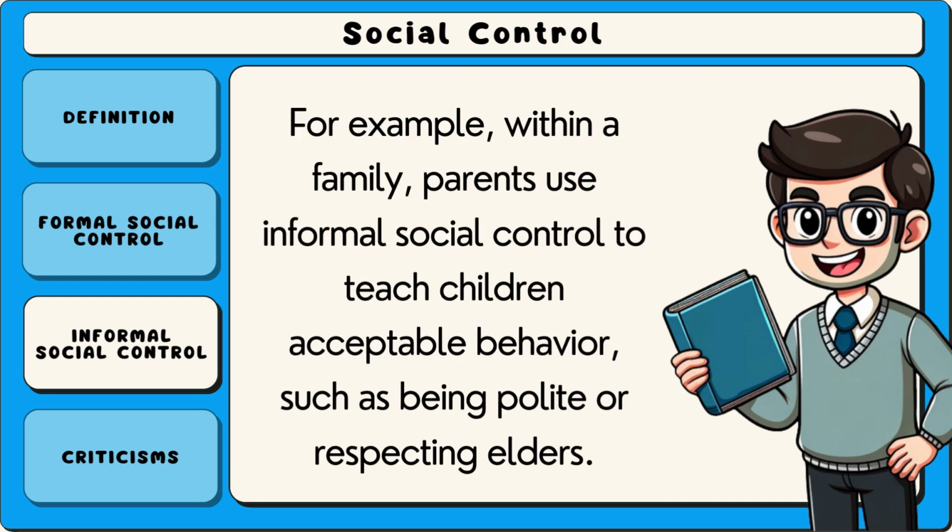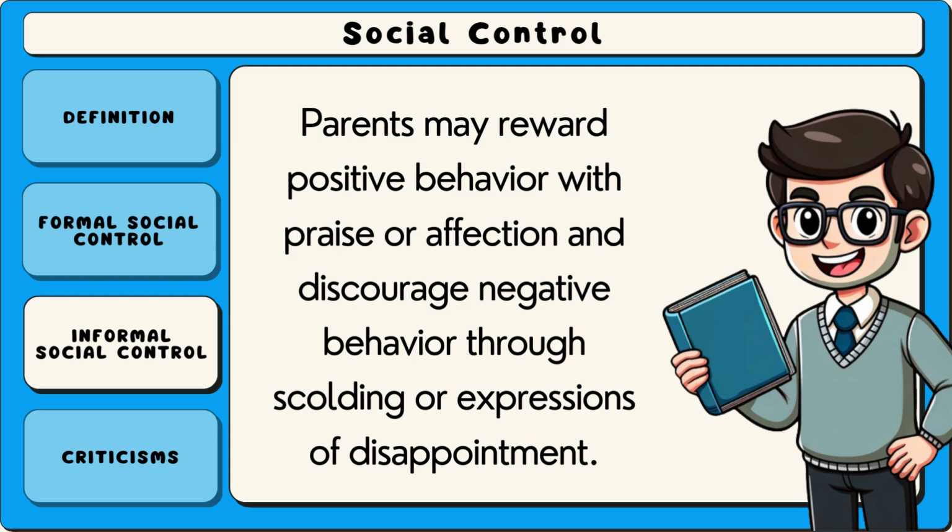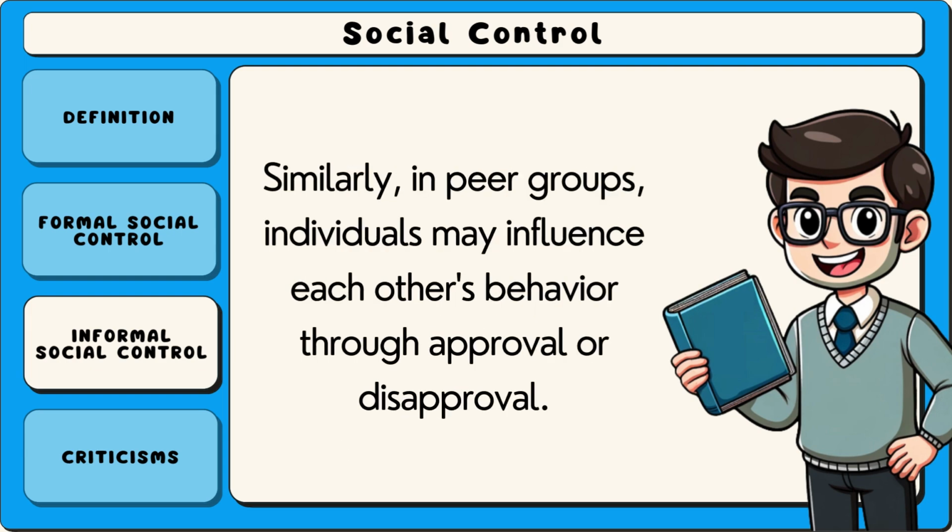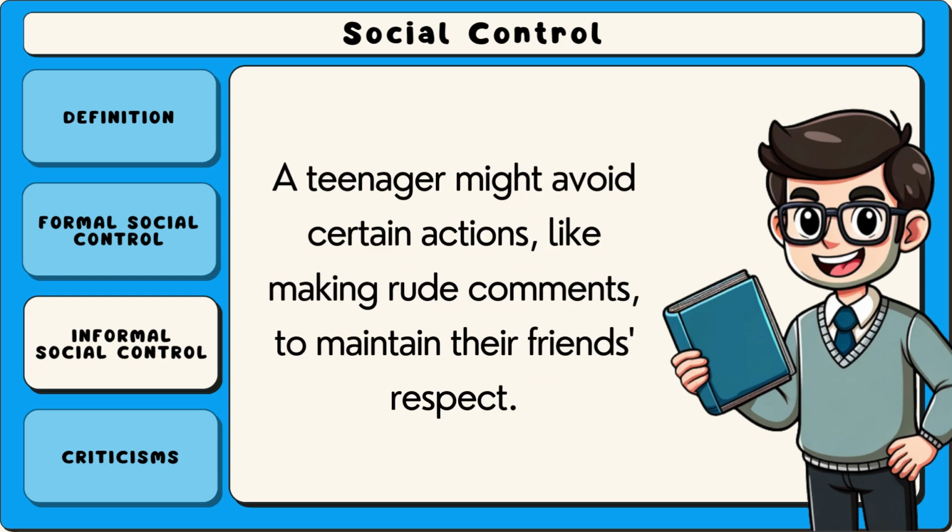For example, within a family, parents use informal social control to teach children acceptable behaviour, such as being polite or respecting elders. Parents may reward positive behaviour with praise or affection, and discourage negative behaviour through scolding or expressions of disappointment. Similarly, in peer groups, individuals may influence each other's behaviour through approval or disapproval. A teenager might avoid certain actions, like making rude comments, to maintain their friends' respect.